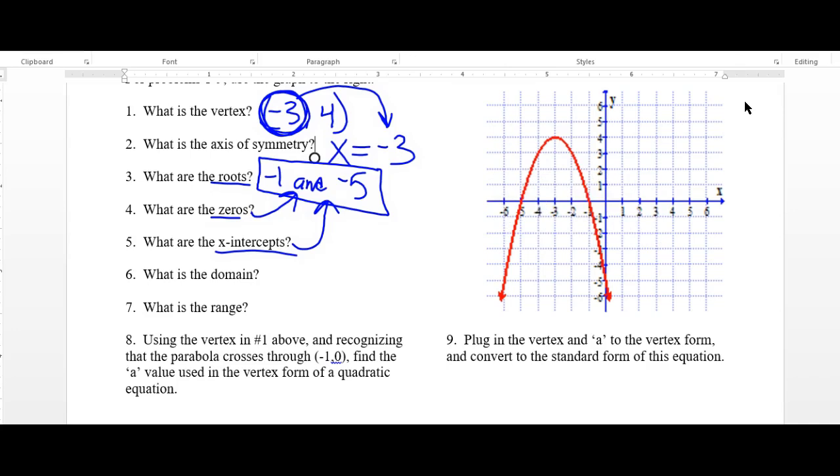The domain is all of the x values that are used up by this parabola. X values being left and right. X-axis, it goes left and right. This parabola goes on forever and ever to the left because of that arrow, and forever and ever to the right because of that arrow. There are no boundaries on the left or right, so our domain is all real numbers.